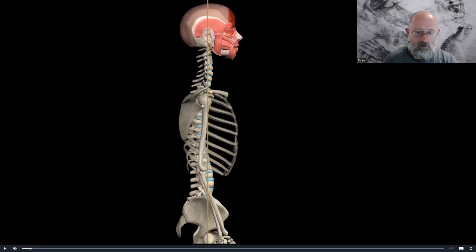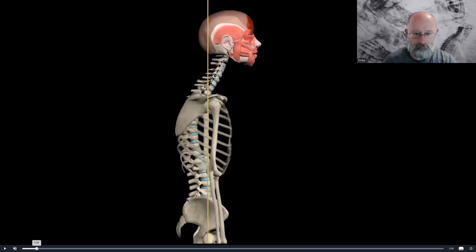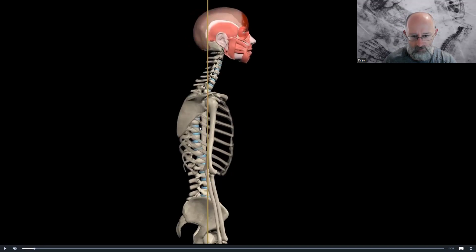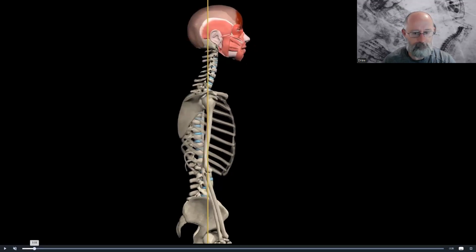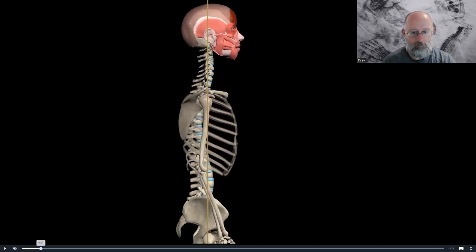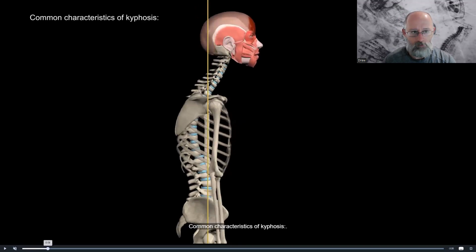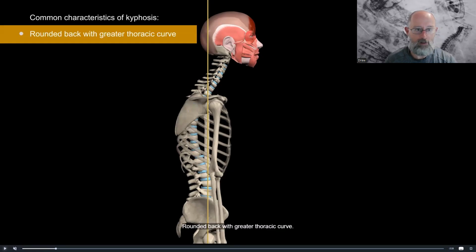Anyway, if you look at the kyphosis here, if you round forward, you can see the curves changing in the spine. Now we've got some really cool common characteristics of the kyphosis, and we're going to break these down one at a time. Let's have a look at the first one: rounded back with greater thoracic curve. So this is the rounded back, and you've got the excessive thoracic curve here.